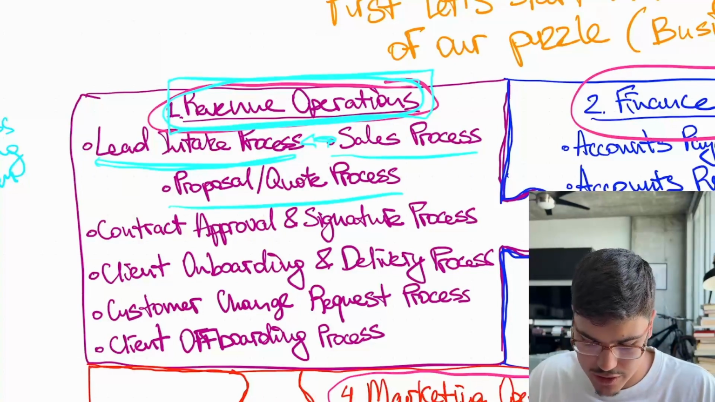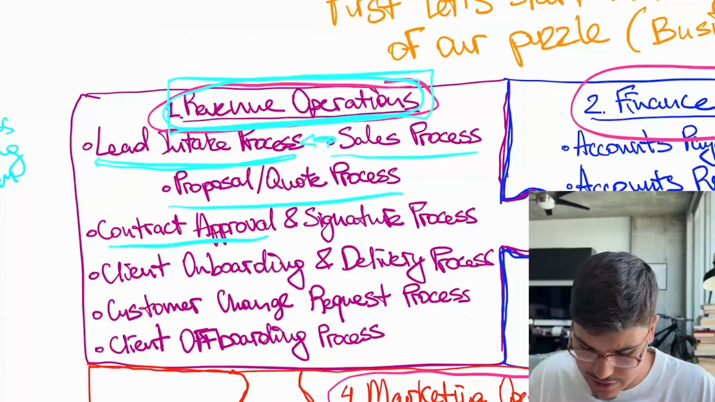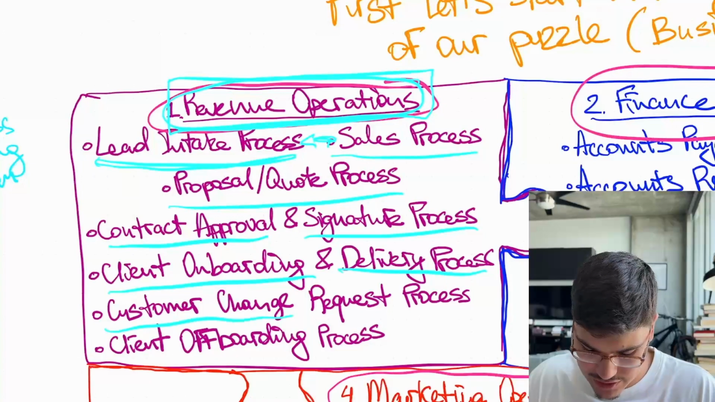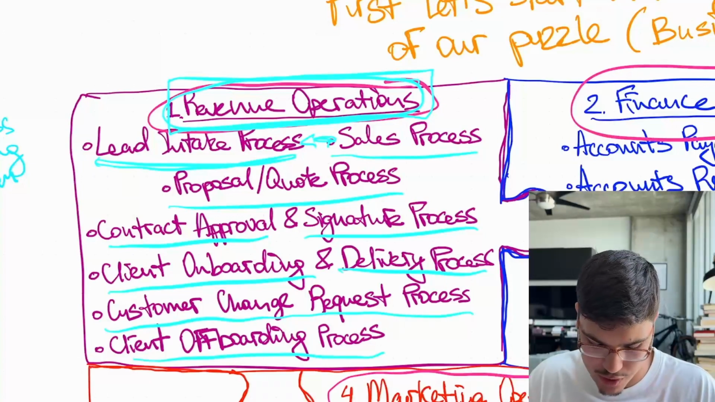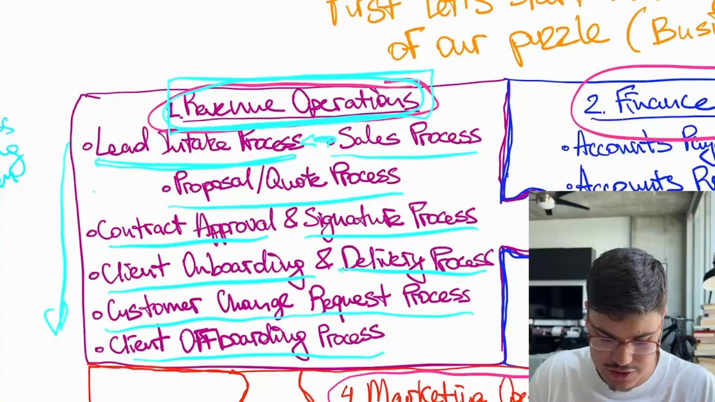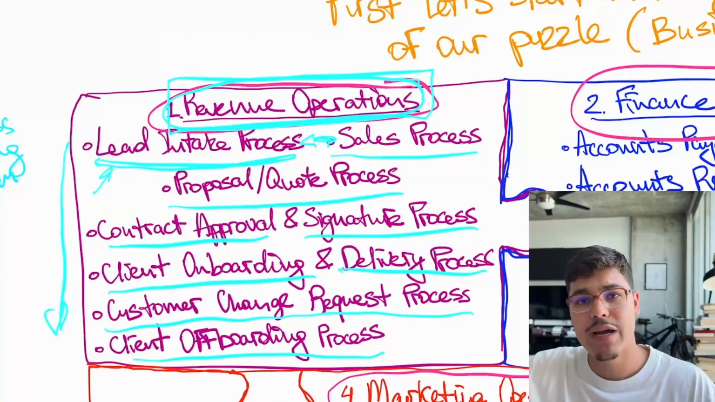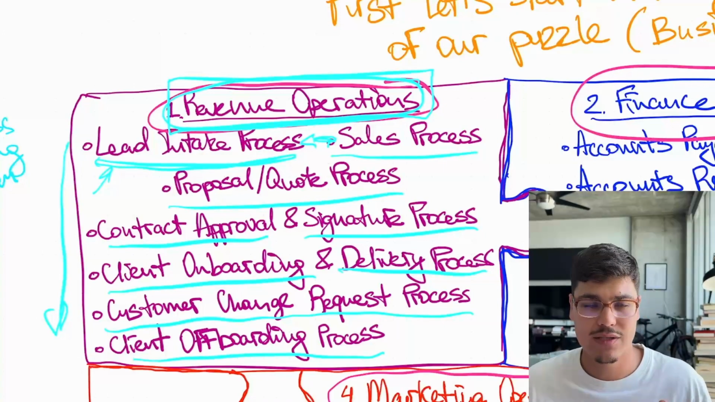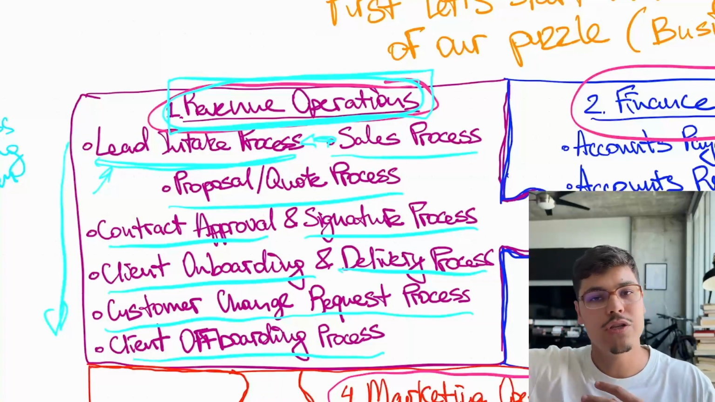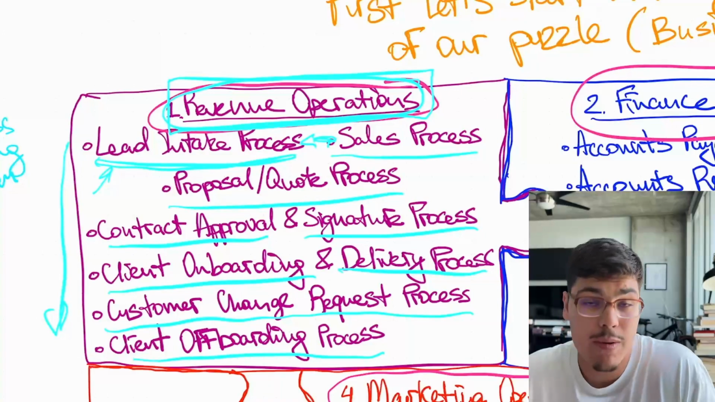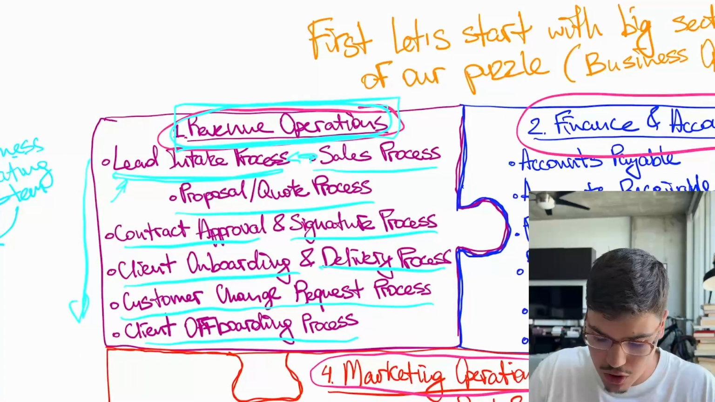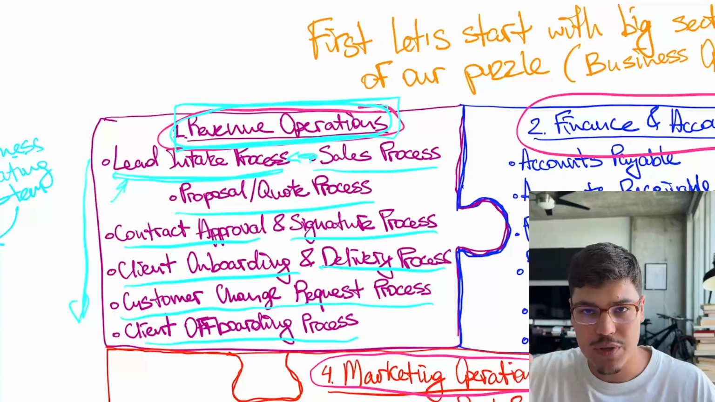You also have the proposal and quote process, the contract approval and signature process, client onboarding, for example, and delivery process. You have customer change request process and client offboarding. The way I listed them is basically going from the lead coming into your system, and then going step by step through what is happening with that potential customer. Do we provide a service? All right, then we need to provide support. All right, then we need to offboard the client, whatever that looks like in your business. Maybe you don't need to do this, then it's not part of your business operating system. But the point is, these are all the processes that are part of this first piece of the puzzle.